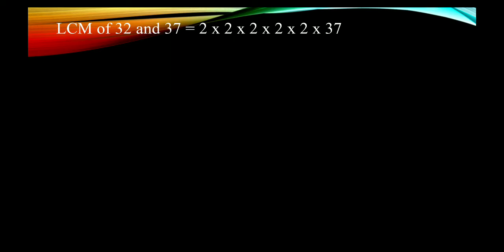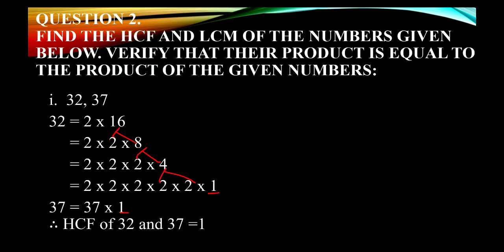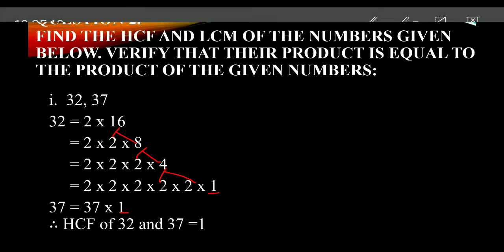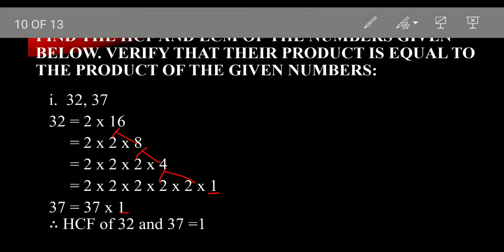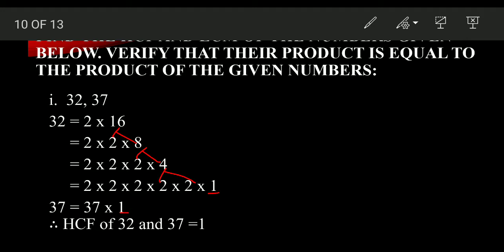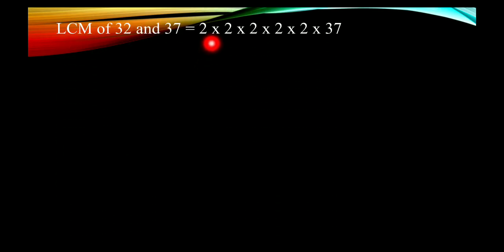Now the LCM. How to find the LCM using this method? We have not learned the LCM through this method. Whatever numbers are common between these two factorizations, 32 and 37, none of the numbers are common. So we can write all the factors here using multiplication, and you have to multiply. That is your answer. Now we have to verify it.